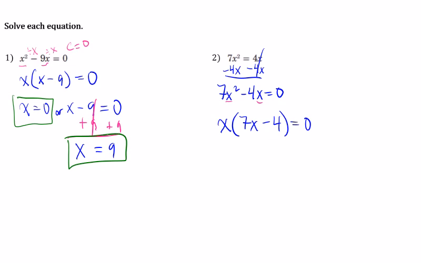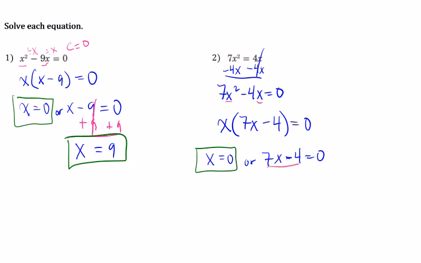Okay, so now the zero product property. Either this has to be 0, or this has to be 0. The only way to multiply to get 0 is if you multiply by 0, so one of these has to be true. So x equals 0 is one possible solution.